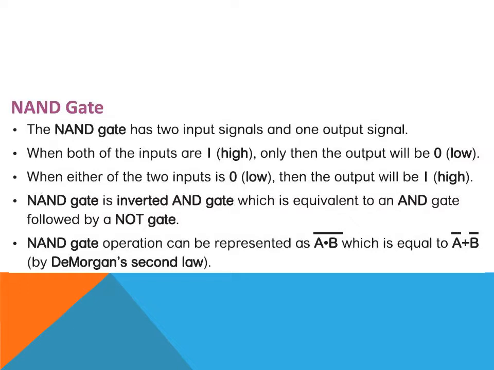Now remember, this is called De Morgan's second law. There are 2 De Morgan's laws. We will get to the discussion afterwards. But remember, A dot B whole bar is equal to A bar plus B bar.